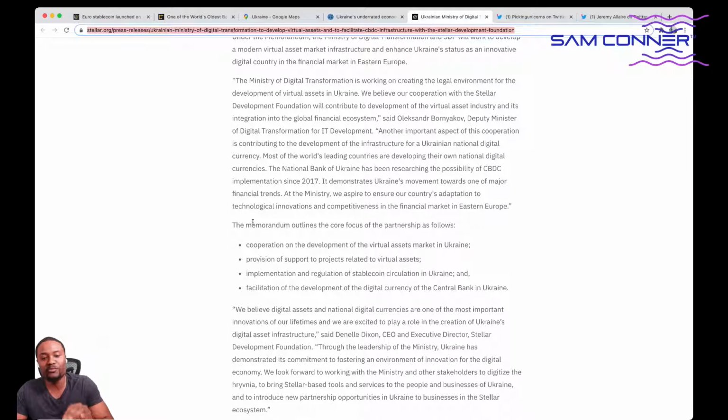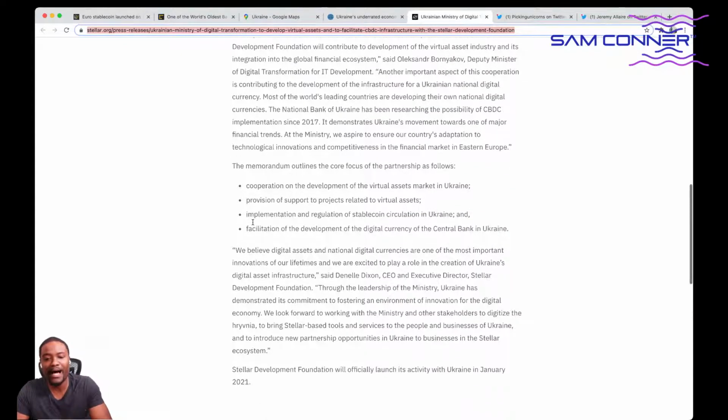So what it was actually, a signing, okay? This was the National Bank of Ukraine, apparently has been researching the possibility of a CBDC implementation since 2017. So this has been something that's been ongoing. And for them to reach out to the Stellar Development Foundation, I think is a huge accomplishment that all of us in the entire blockchain industry should really applaud.